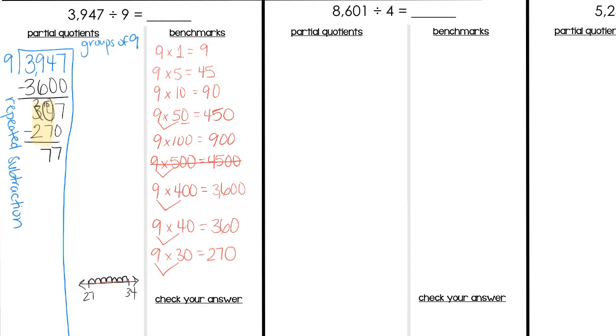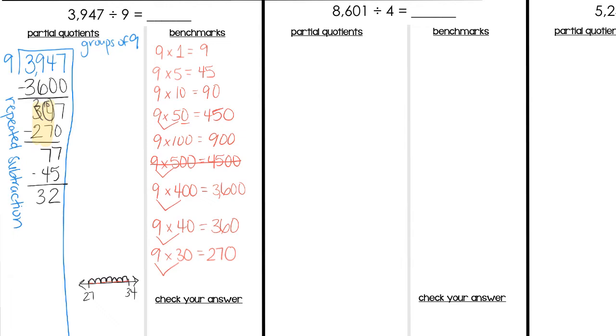What is the largest amount I can take away? I can take away 45. I'm going to take away 45. 7 minus 5 is 2. 7 minus 4 is 3. All right, now we're down to 32.